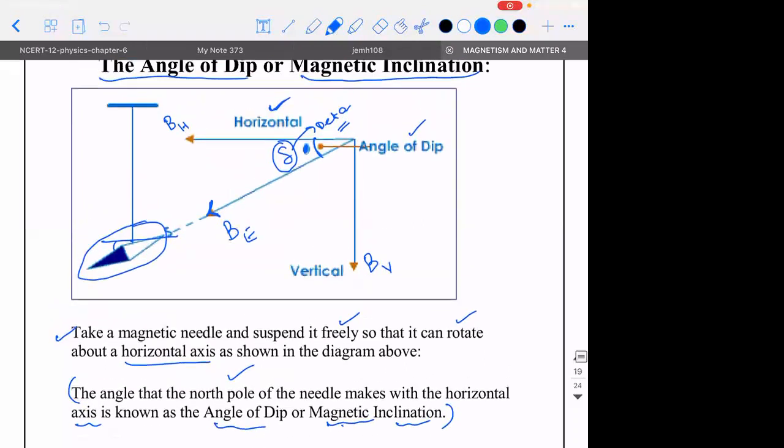And what is the third component, guys? We have already seen it: the horizontal component of Earth's magnetic field. So what will be the value of BH? BH will be equal to BE cos delta. What is BE? BE stands for Earth's magnetic field at a particular location.